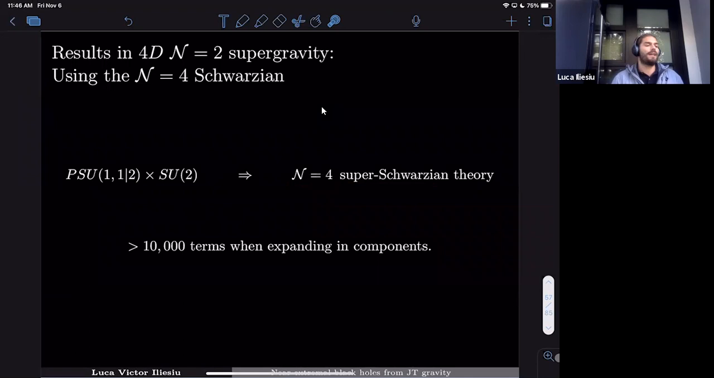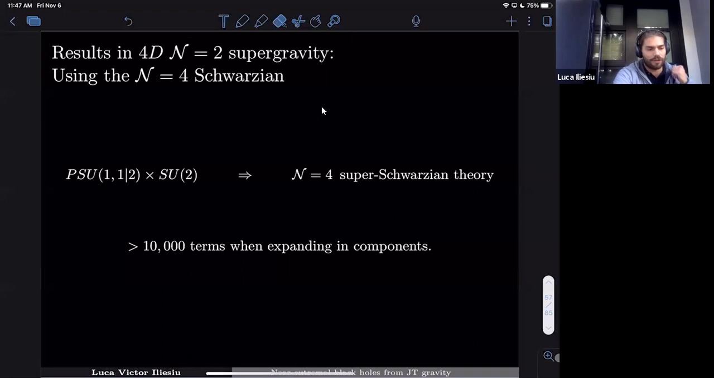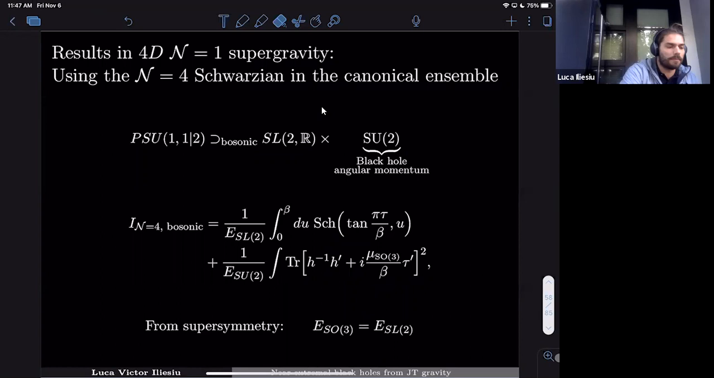So the bad thing when we obtained this result from the dimensional reduction is that this theory hadn't been quantized, and its action was extremely complicated. I can't even imagine possibly writing it down in a presentation. If I actually expand all the terms in Mathematica, I get an action with 10,000 terms. So it's absolutely something crazy. But luckily, there's a massive simplification if I only look at the bosonic part. So this theory has both bosonic and fermionic degrees of freedom. And if I only look at the bosonic degrees of freedom, the action is actually very simple. It's just the Schwarzian coupled to a particle moving on an SU(2) manifold.